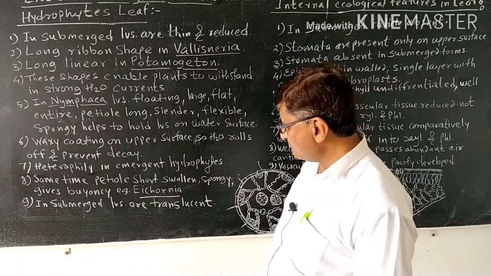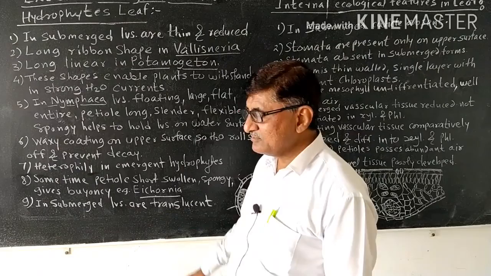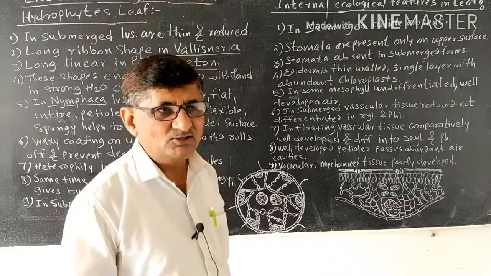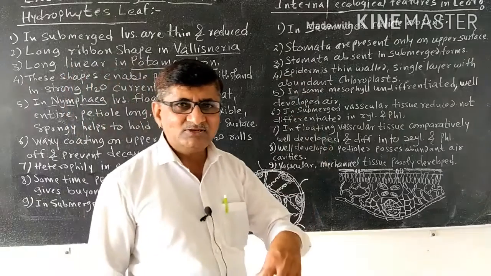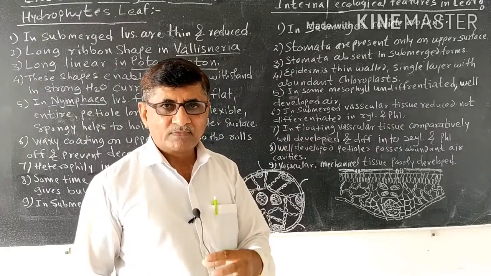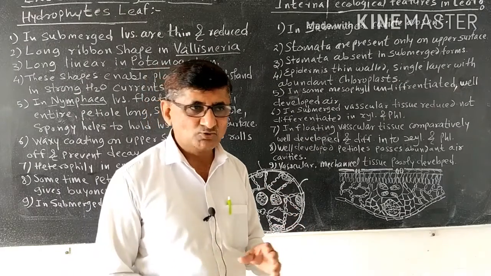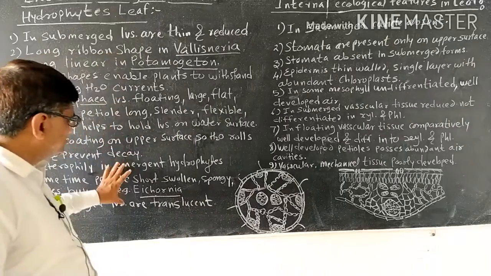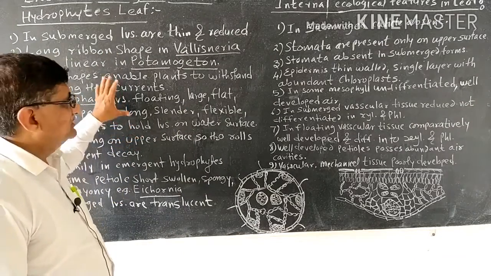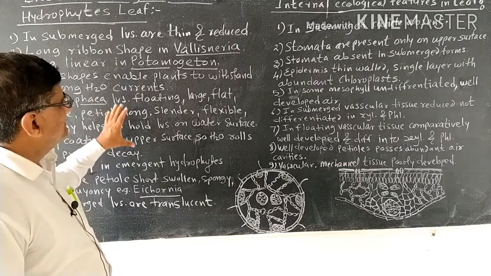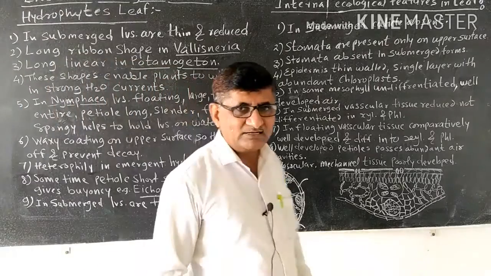In some submerged hydrophytes the leaves are translucent. Translucent means the light can easily pass through the leaves, but the leaves are not transparent. That is what is called translucent leaves. So these are the several ecological adaptations you can see in the leaves of hydrophytic plants. These are the external adaptations.